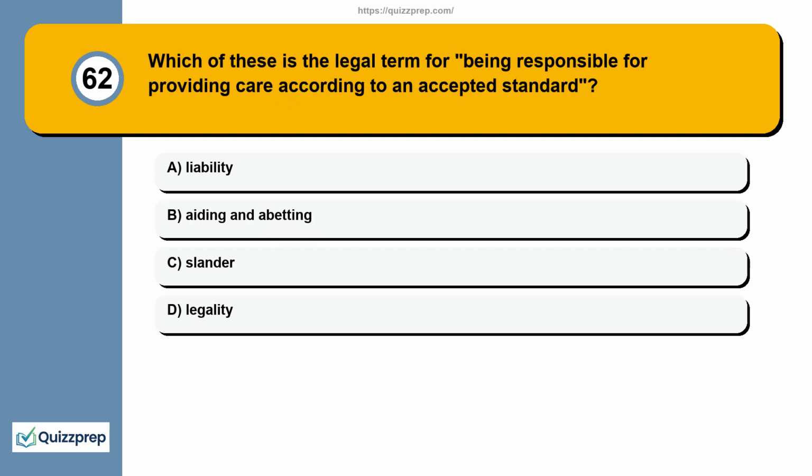Question 62. Which of these is the legal term for being responsible for providing care according to an accepted standard? Liability, aiding and abetting, slander, legality.